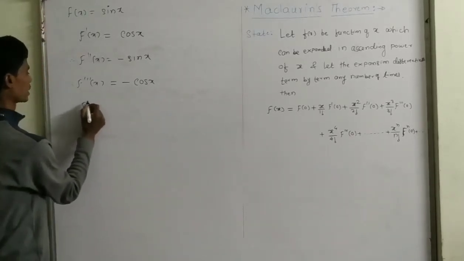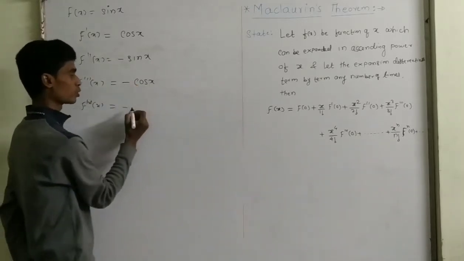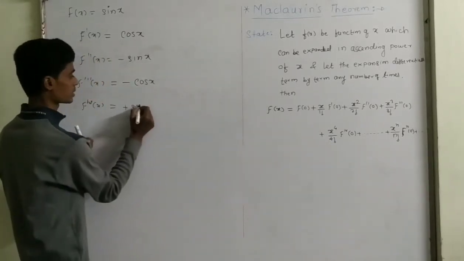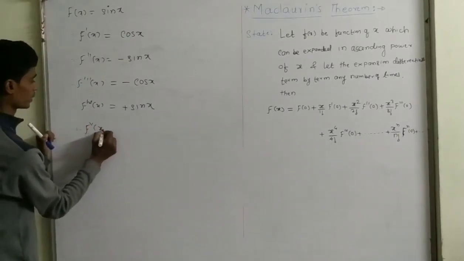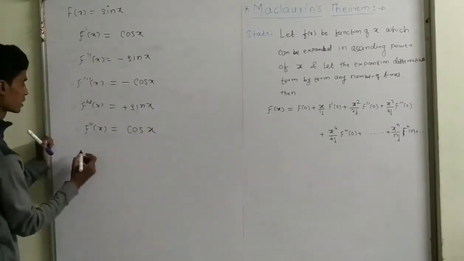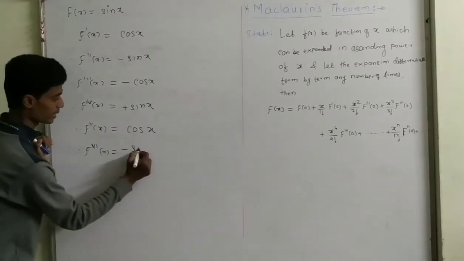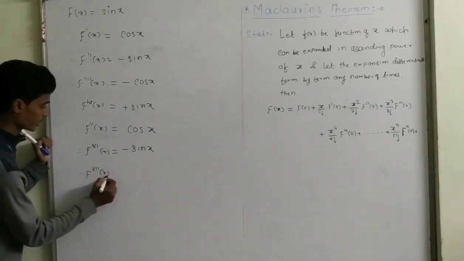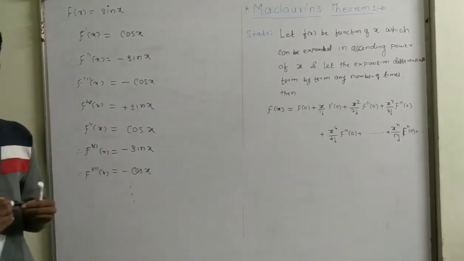Next, the fourth derivative of sin x. The derivative of minus sin x is again minus cos x, so therefore minus minus becomes plus sin x. Next, the fifth derivative: f fifth of x, the derivative of sin x is again cos x. Next the sixth derivative: the derivative of cos x is again minus sin x, and the next, the seventh derivative, is minus cos x, and so on.